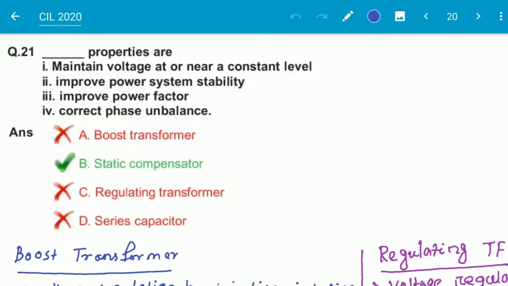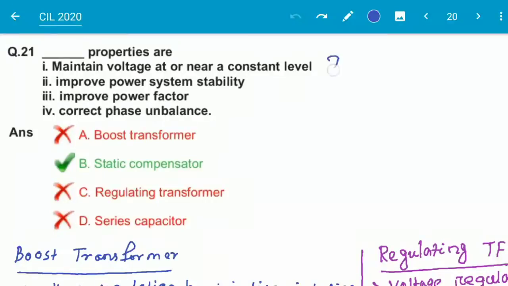Question number 21. Dash properties are: maintain voltage at or near a constant level, that means voltage level improvement, improve power system stability, improve power factor, correct phase unbalance.